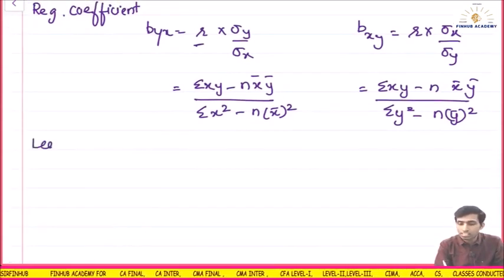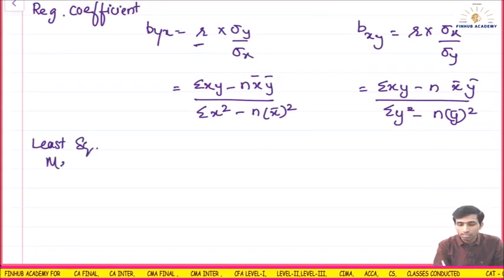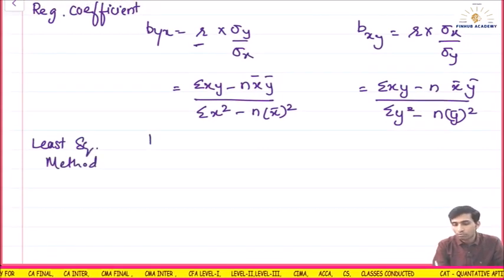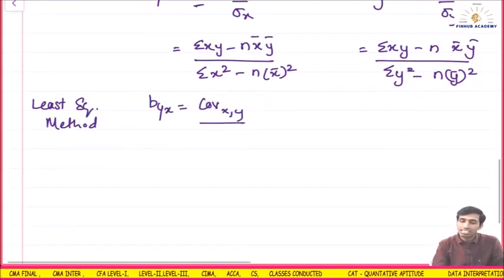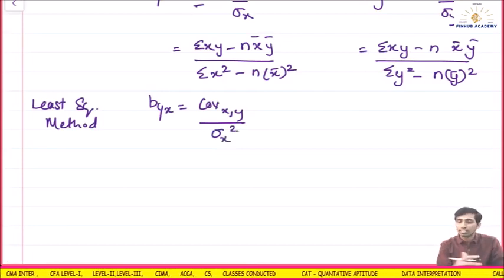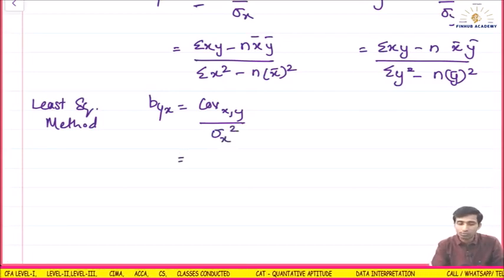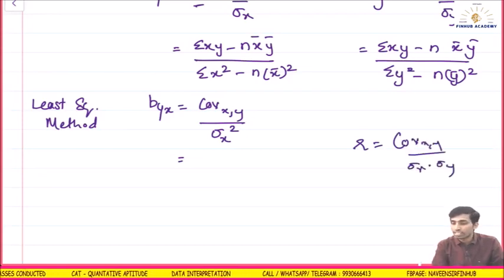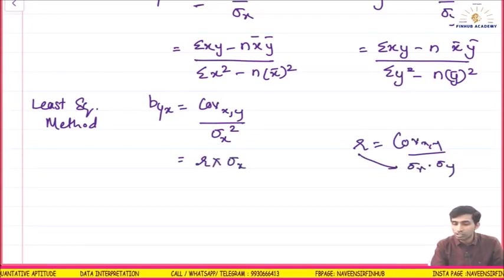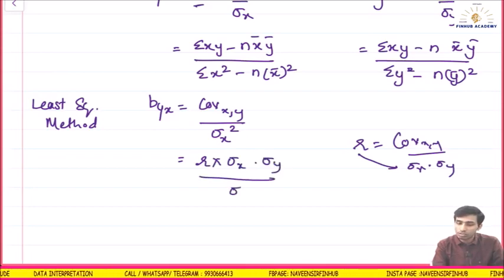Let's say if you are applying the least square method, then one more formula for b y on x is covariance x comma y upon standard deviation of x the whole square. If I apply the covariance formula, if you remember, r is equal to covariance x comma y upon standard deviation of x into standard deviation of y. So covariance can be r into standard deviation of x into standard deviation of y. So I substitute that: r into standard deviation of x into standard deviation of y upon standard deviation of x square.